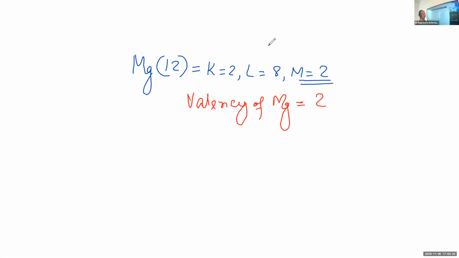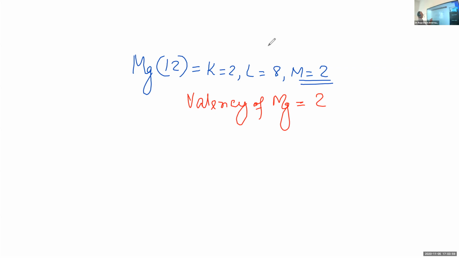Or in other words, during chemical reactions, from one atom of the element magnesium, 2 electrons are lost. And therefore, the number of electrons lost during chemical changes is again equal to 2, and therefore, the valency of magnesium is equal to 2. So the number of electrons in the outermost shell or the number of electrons lost during chemical reactions, that is the valency, and here in the case of magnesium, that is equal to 2.